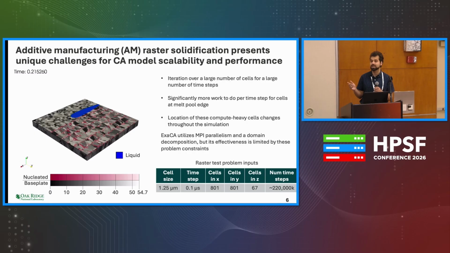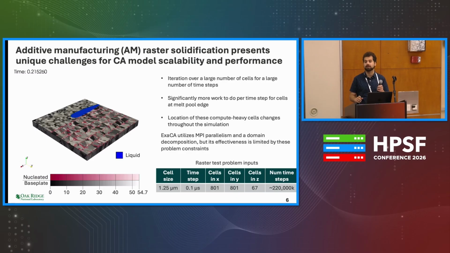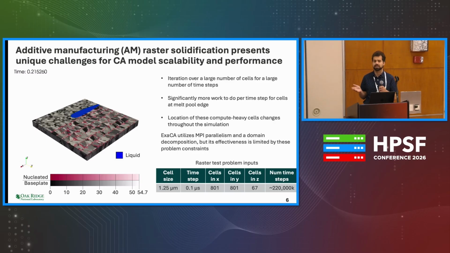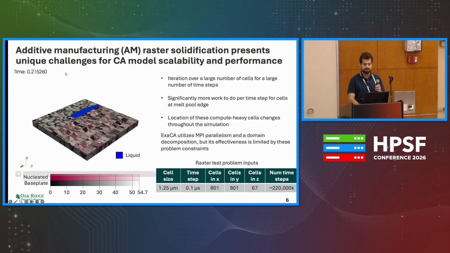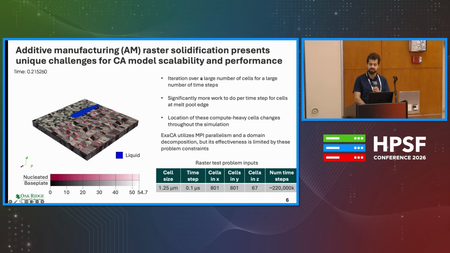So we do use MPI parallelism, where this is broken down into spatial chunks, and each chunk communicates the state of cells from adjacent chunks. But even then, because the melt pool is in one spot, the static MPI domain decomposition doesn't really give you that much in terms of strong scaling. But I'm going to point out some of the things that we've done over the years to speed this code up, and what worked and what didn't, essentially, for just this raster test problem.